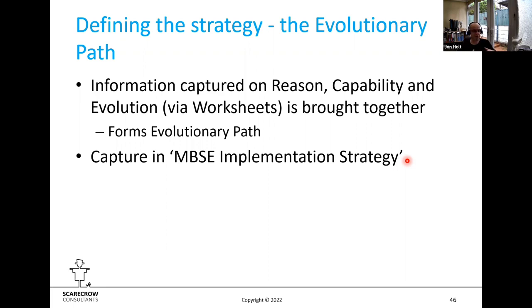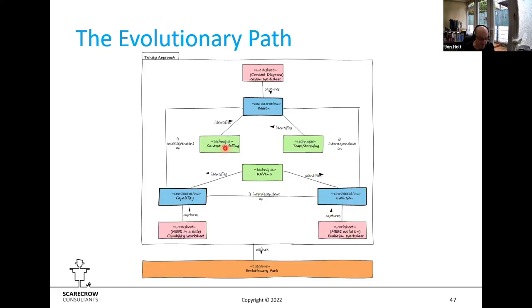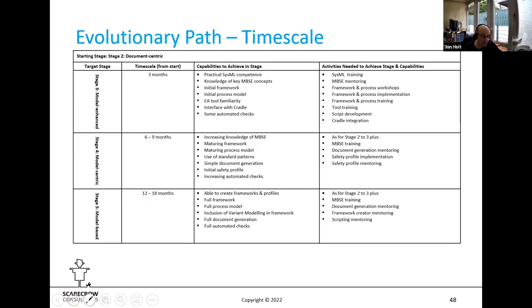How are we going to go about doing MBSE? Well, we take all of this information, we can start to model it and put it together. We can see the different techniques that we've been using here. The stuff in blue is just what we said at the beginning, the three considerations: reason, capability, and evolution. Here, we can see the outputs in pink: MBSE in a slide, MBSE evolution, context diagram. And in green, we can see the various techniques that we've been using to do that. The output of all of these work activities that we've been doing results in what we refer to as an evolutionary path. And this gives us the main input into our strategy.